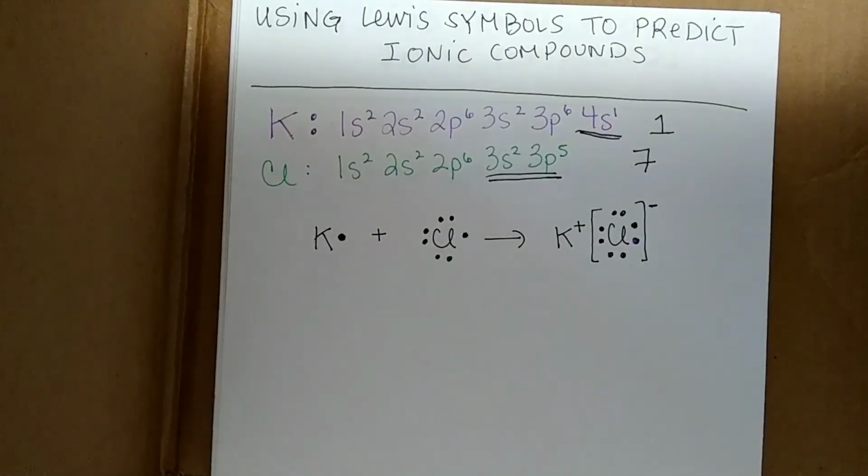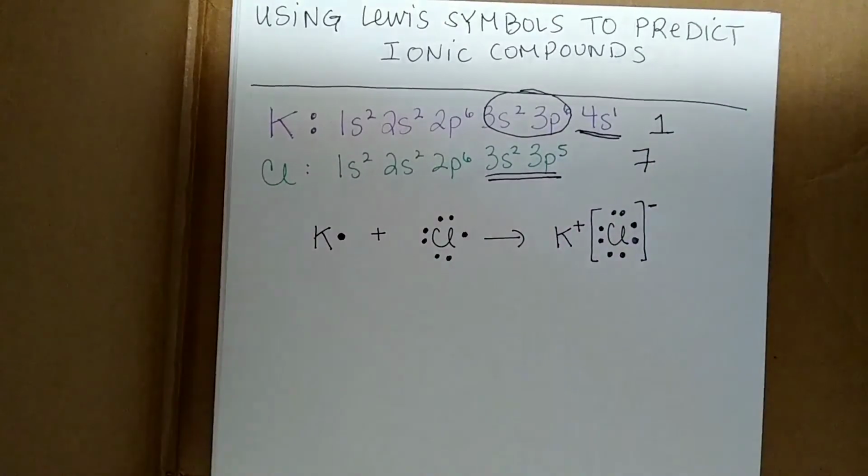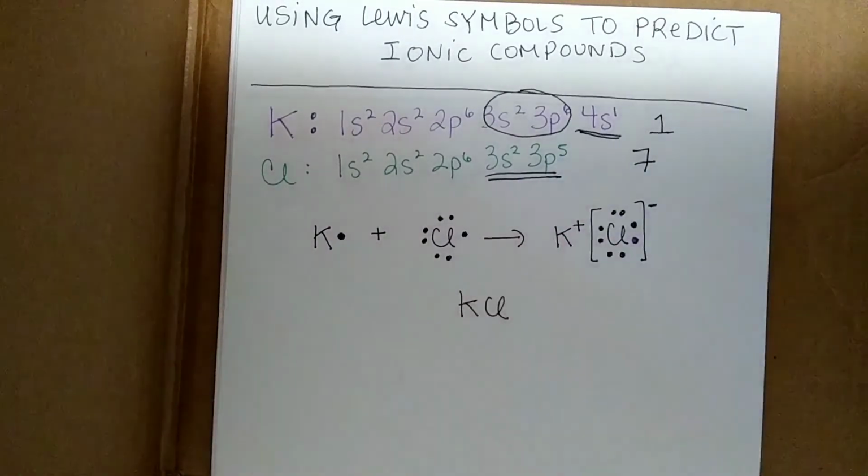So now we can look at our electron configurations. K plus has an octet from the previous energy level, which is here. So now K has a full outer shell. Cl also has a full outer shell because we are giving it this extra electron. So the Lewis theory is able to predict that this chemical formula is KCl, as we know.